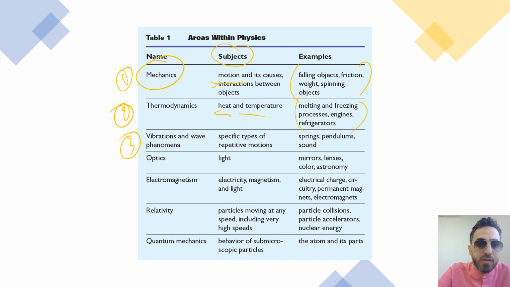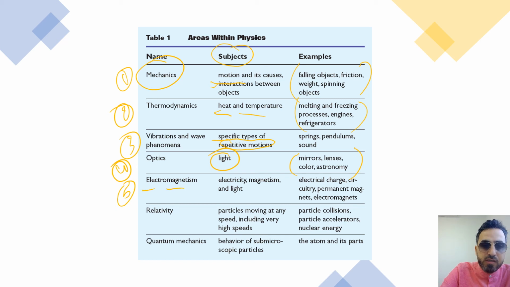Vibration and wave, which is the third area: repetitive or repeated motion, like the pendulum going right and left, or the swing going right and left, in addition to music as we mentioned in the previous examples, and other types of sound. Area number 4 is optics. We study an object, the main subject is the light, and here we have some examples as well.